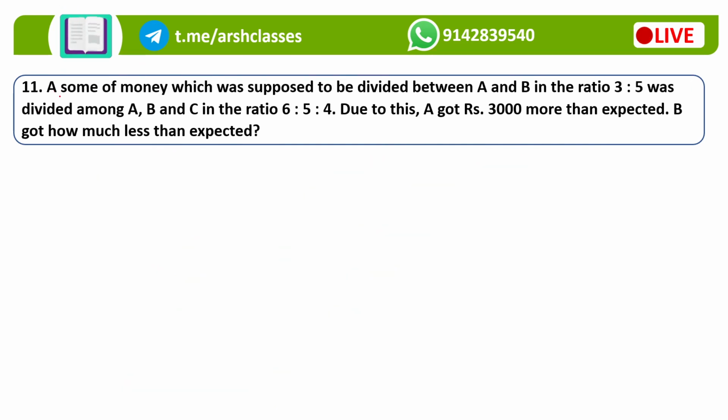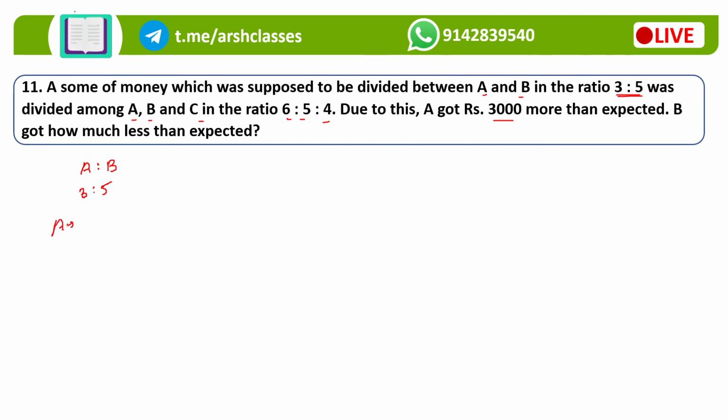now here it says that a sum of money was supposed to be divided between A and B in a certain ratio, and was divided among A, B and C in the ratio 6 is to 5. Due to this, A got rupees 3,000 more than expected. B got how much less than expected? So guys, to look at it, at first the amount was divided between A and B.